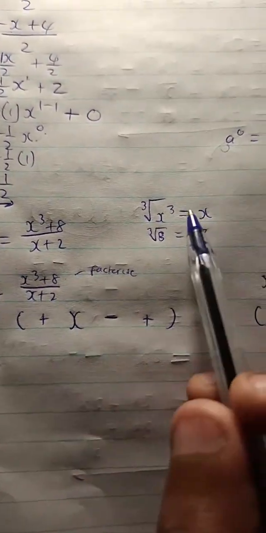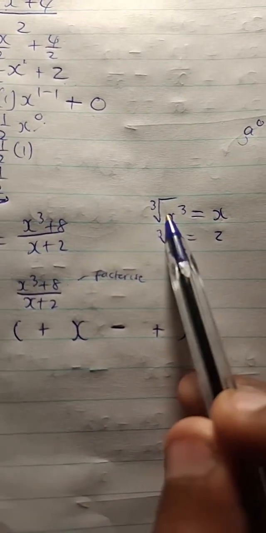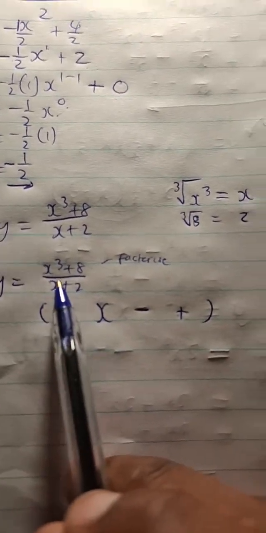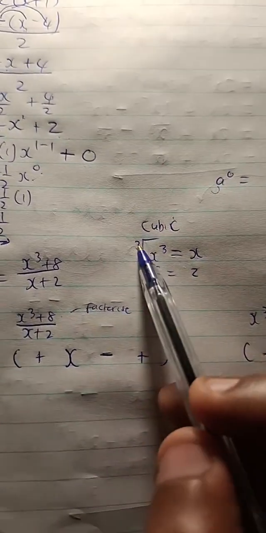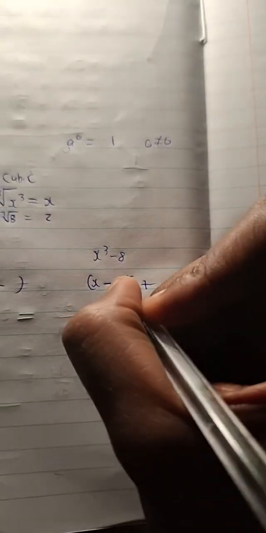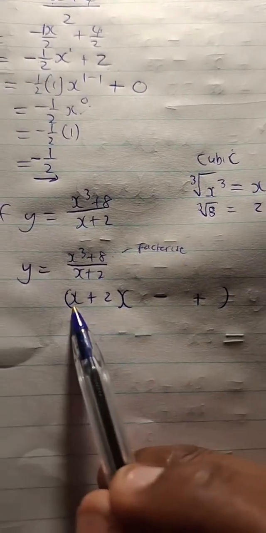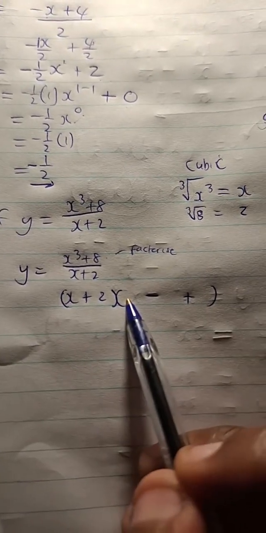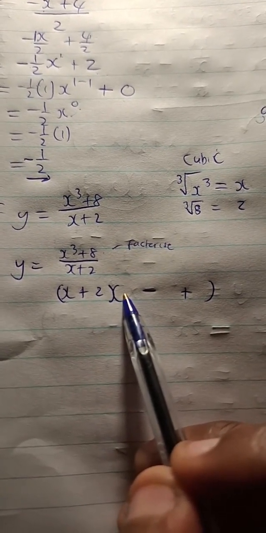Okay, then what is the cube root of x cubed? Because it's cubic factorization, we use the cube root of each term. The cube root of x cubed, you saw most, it's x. Cube root of 8, 2. All right? Then you square the first term to get the first term in the trinomial bracket.